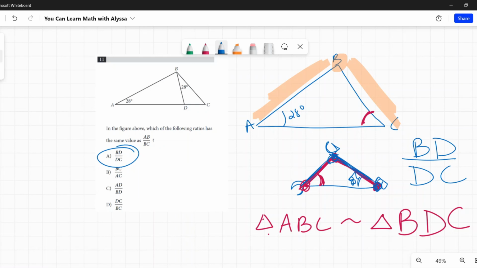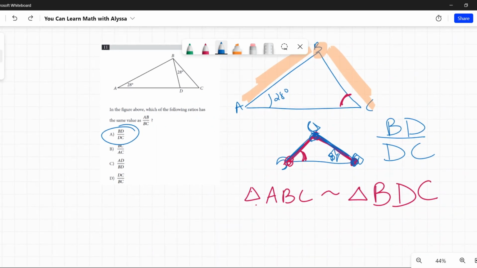Another way you can do this is with the similarity statement itself, if you've written it correctly. So if we've got it correct, the thing we're saying is equivalent to AB over BC, these first two letters over the second two letters. So we follow that same pattern, BD over DC, right there. Either way, both of those are good ways to do it. Just be really careful when you're flipping that triangle over mentally or drawing it out to make sure you're doing the corresponding angles correctly. So it is the ratio of BD to DC. A is my answer.